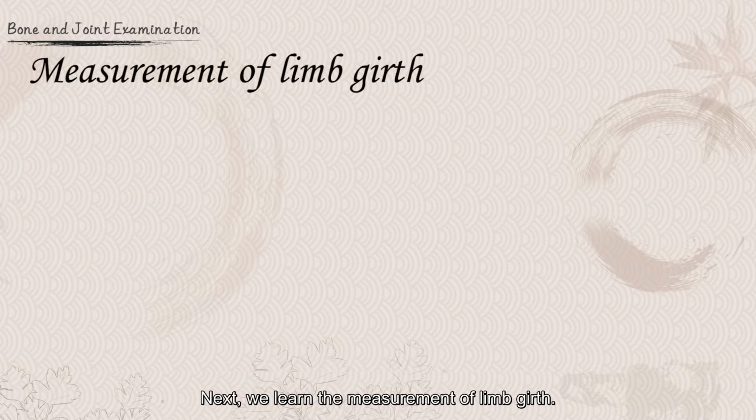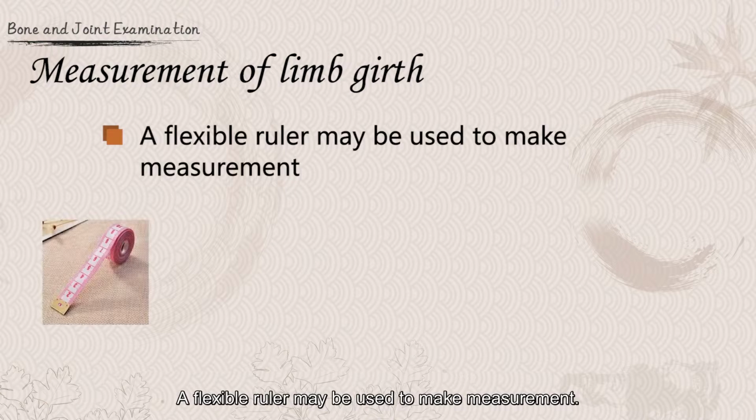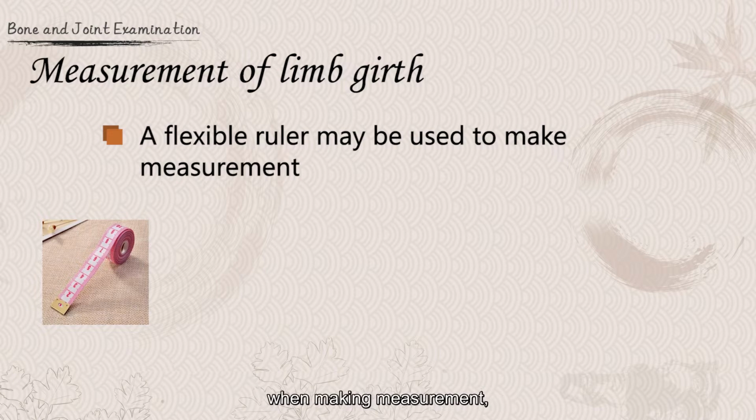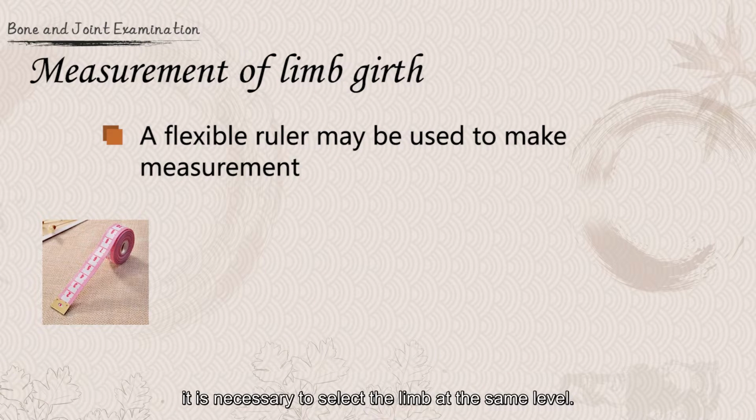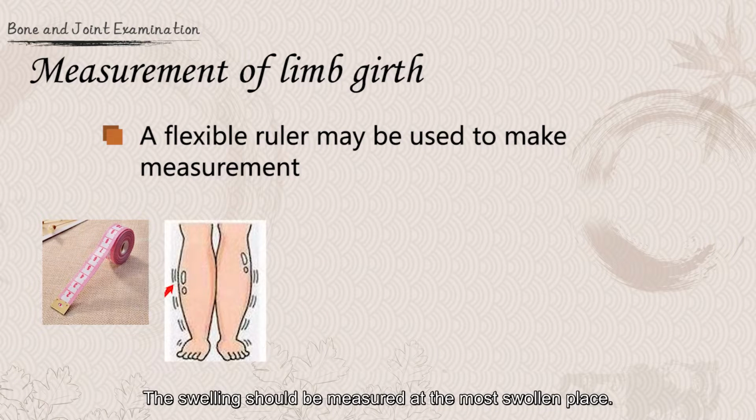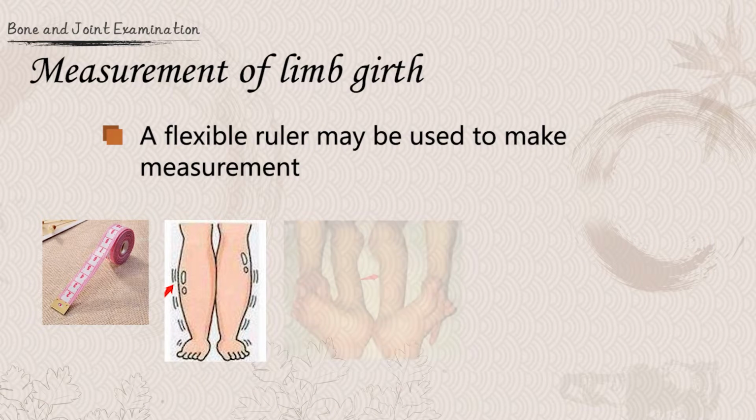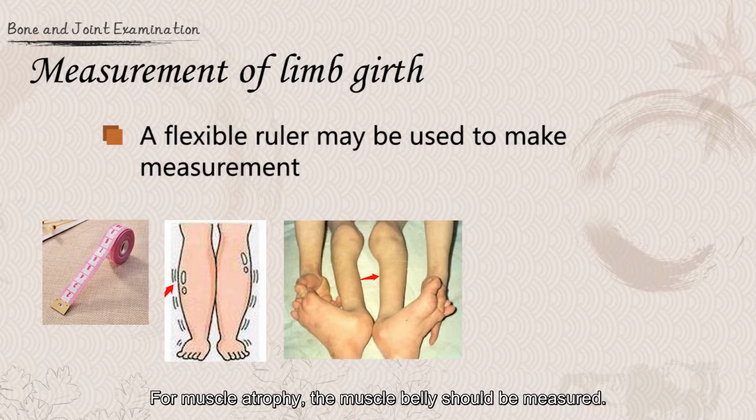Next, we learn the measurement of limb girth. A flexible ruler may be used to make measurement. It is necessary to emphasize that when making measurement, it is necessary to select the limb at the same level. The swelling should be measured at the most swollen place. For muscle atrophy, the muscle belly should be measured.